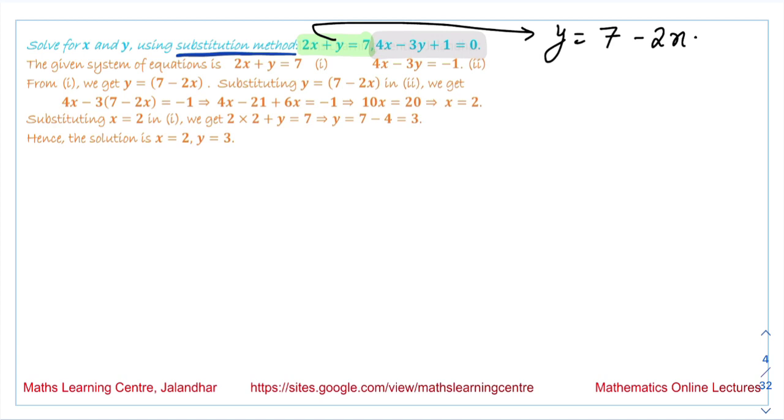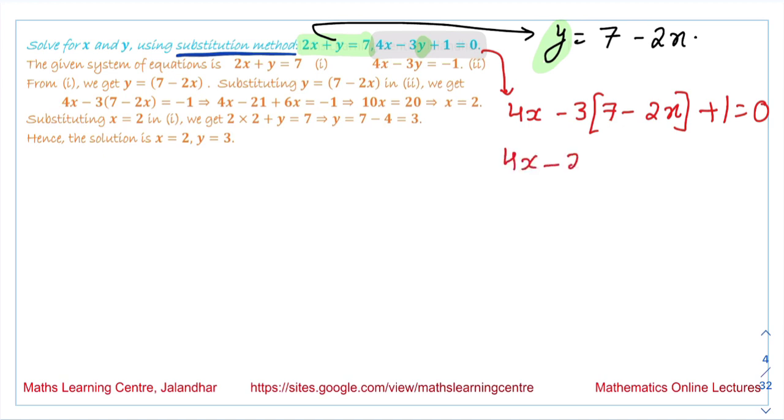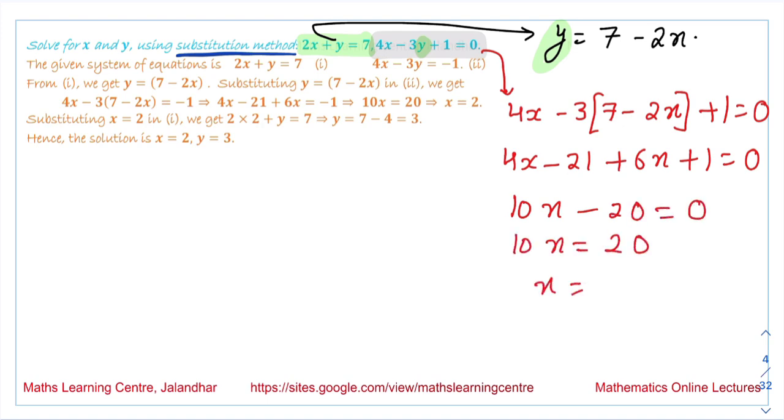We are going to substitute this value of y over here. What will this equation become? It will become 4x minus 3 into (7 minus 2x) plus 1 equal to 0. So it is 4x minus 21 plus 6x plus 1 equal to 0. So it is 10x minus 20 is equal to 0. So 10x is equal to 20. So x is equal to 2. The answer we obtain is x is equal to 2.